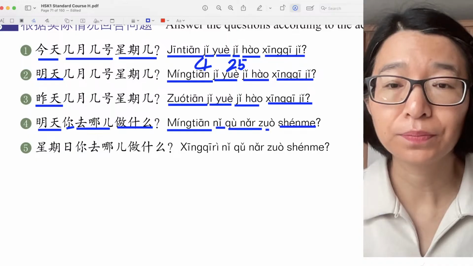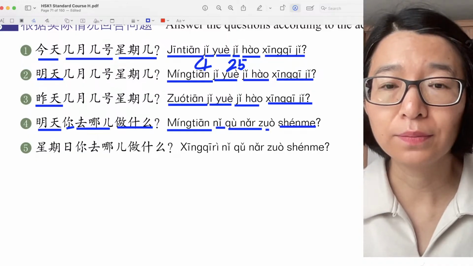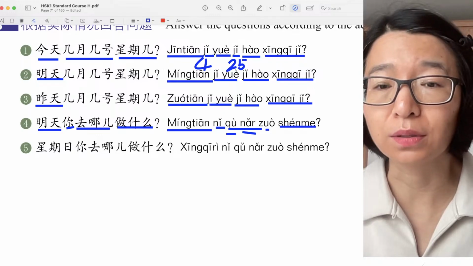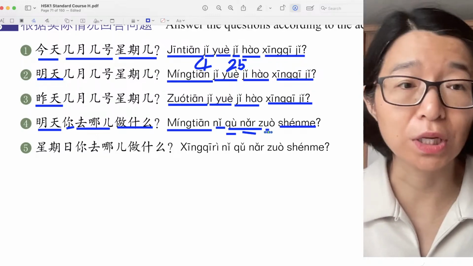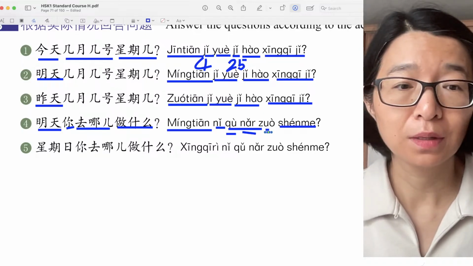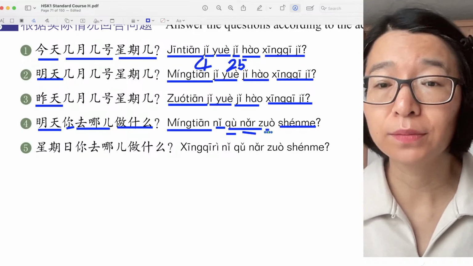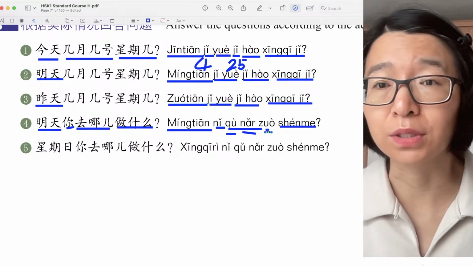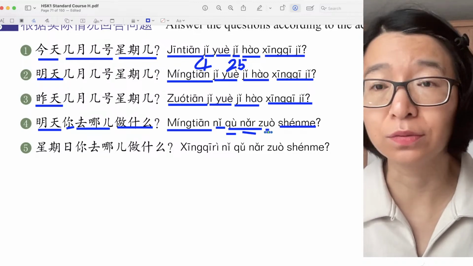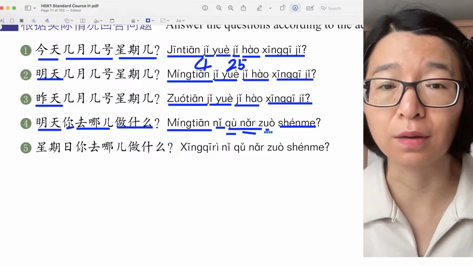Okay, 去, and then 去哪儿, go where. And 做 is also a verb, but you don't have to change anything, right? Everything keeps the same. Okay, 明天你去哪儿做什么? So if you want to answer this question, you just keep the verb in its original form. No need to change anything about the verb.